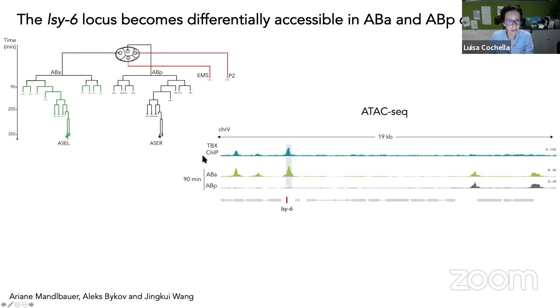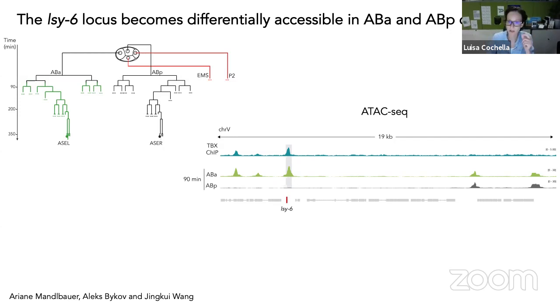In the ABp lineage, where the T-box factors are absent, there's absolutely no accessibility. And I kept here this locus to show you that the experiment worked. So there is signal in other loci. In fact, these two lineages are very, very similar, except for about 10% of differentially accessible regions, most of which overlap with TBX binding sites.